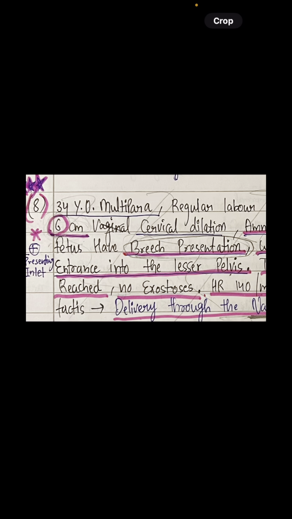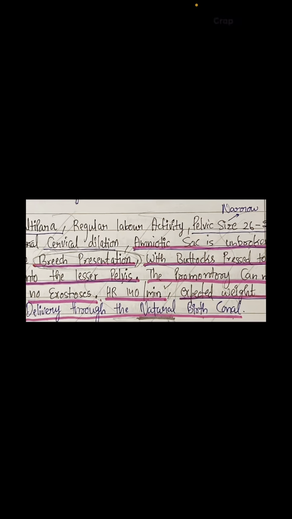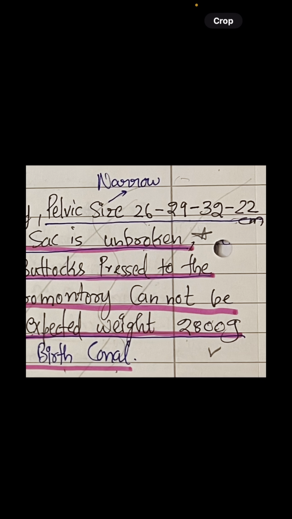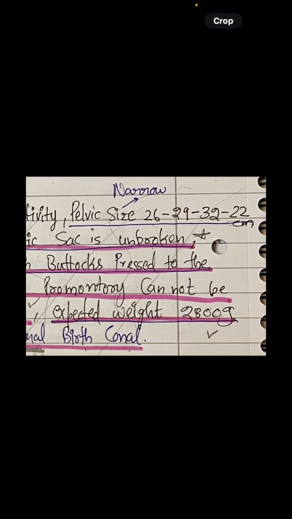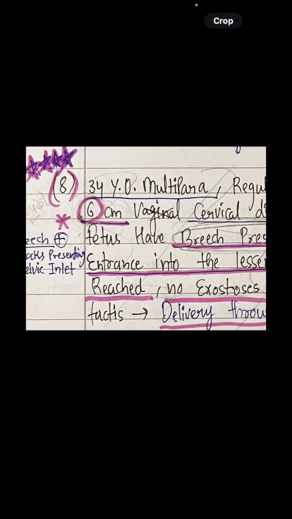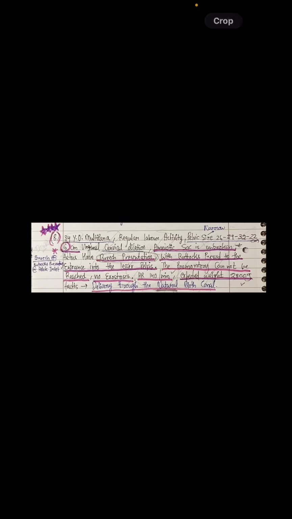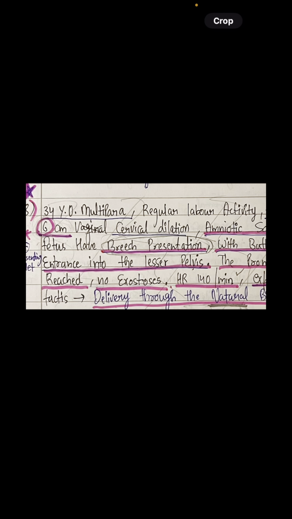So a 34-year-old multipara has regular labor activity, which is good. Pelvic size is 26, 29, 32, 22. 6 centimeter is the cervical dilation. Amniotic sac is unbroken. Fetal heart rate, breech position.